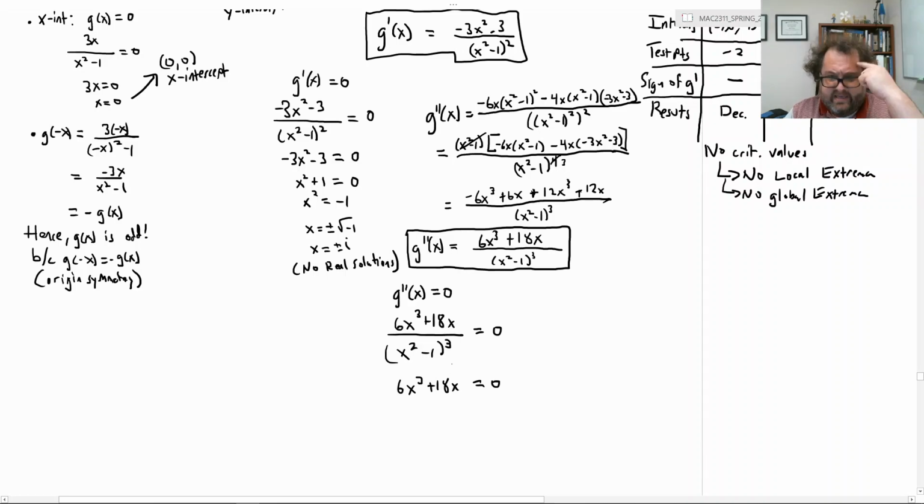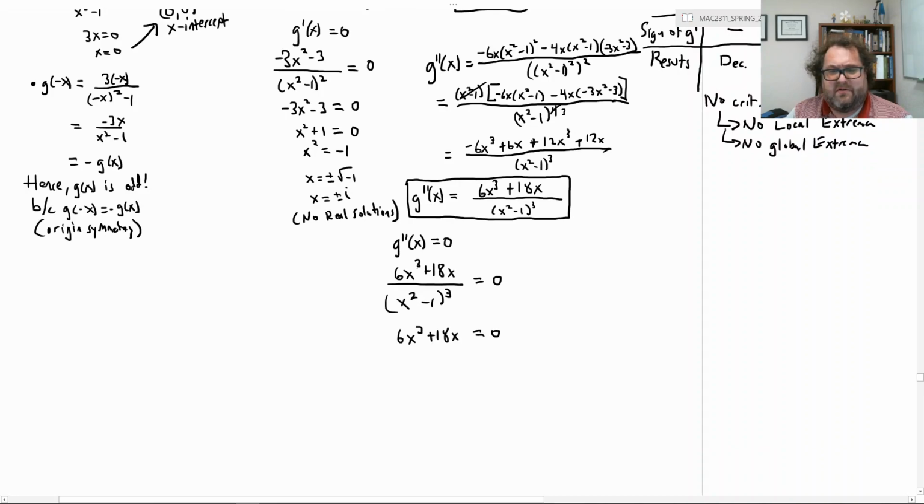My head work was wrong. There is a solution here. I don't know why I thought what I thought. You can factor out what? A 6 and an x. If you factor out a 6 and an x, that leaves us with what? x squared plus 3 equals 0.